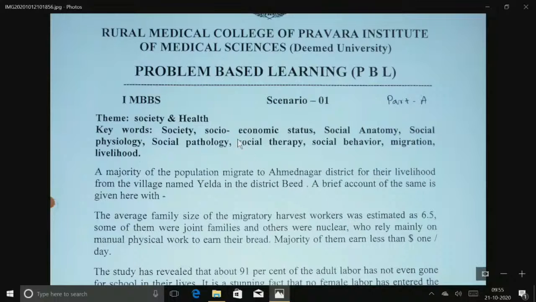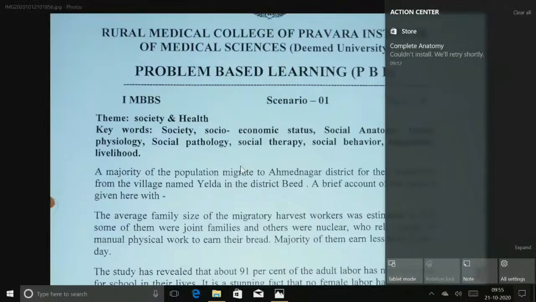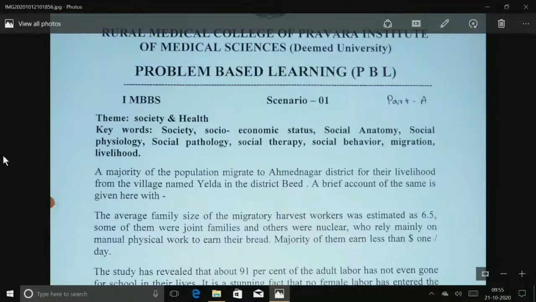So this is the scenario for problem based learning for first MBBS. You can read it. The theme of this particular scenario is society and health. What are the keywords? Society, socio-economic status, social anatomy, social physiology, social pathology, social therapy, social behavior, migration, livelihood. So these are the key points that will be there in the particular scenario. Now I display the scenario for 5 minutes. You read this please.